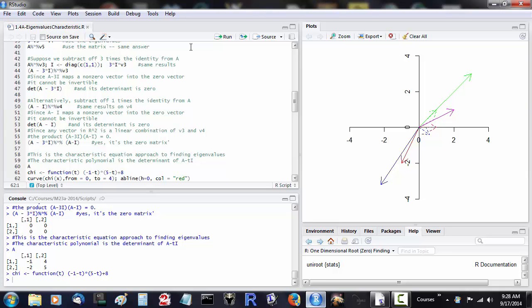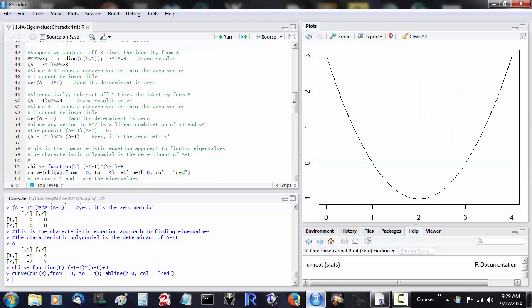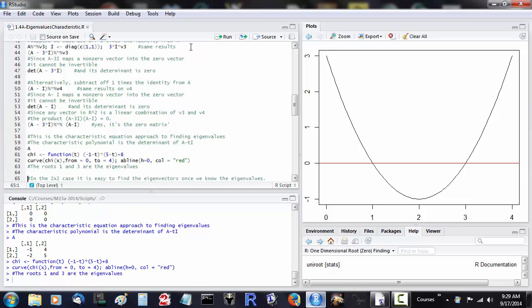And while I can't do computer algebra in R, I can sure enough use the curve function to plot this. And the plot, combined with a horizontal red line at the value 0, makes it clear that 1 and 3 are the solutions to the characteristic equation, the eigenvalues.